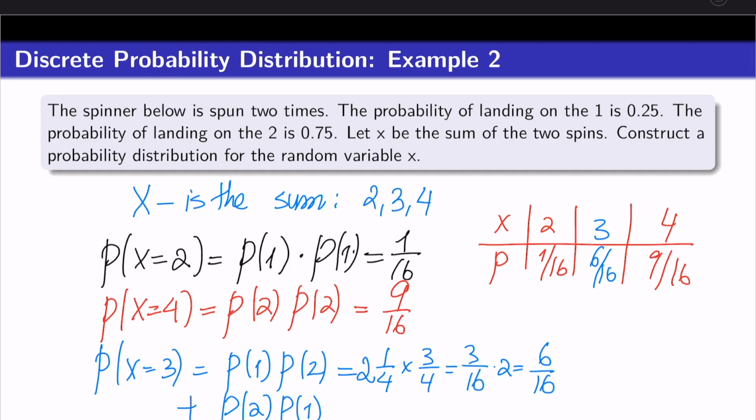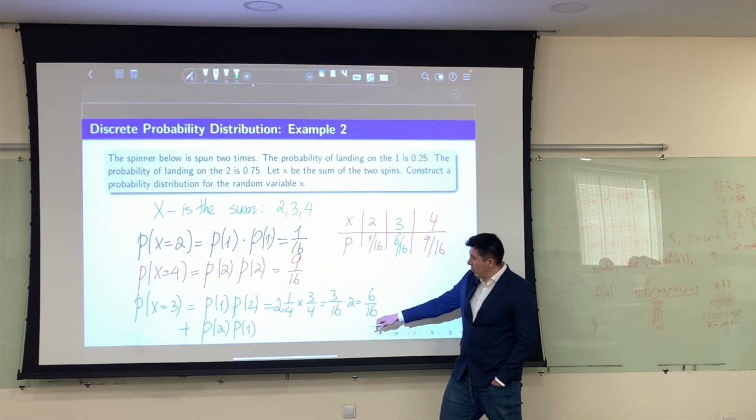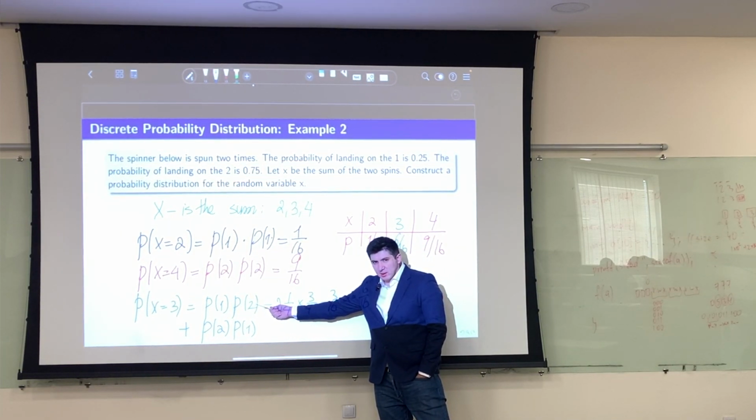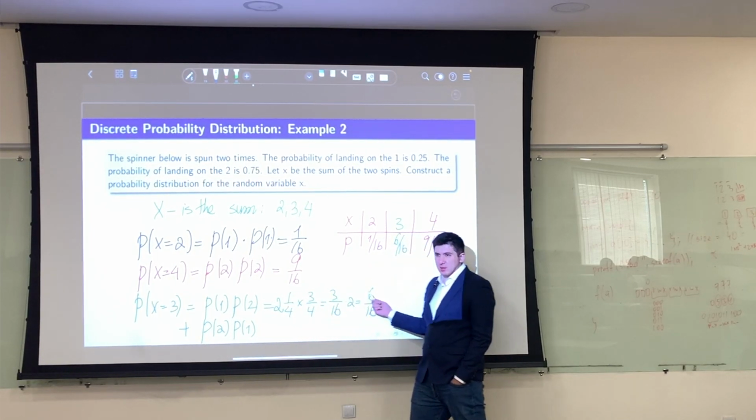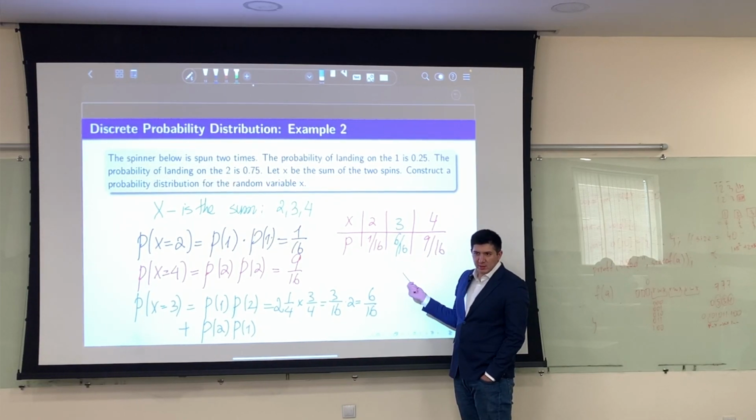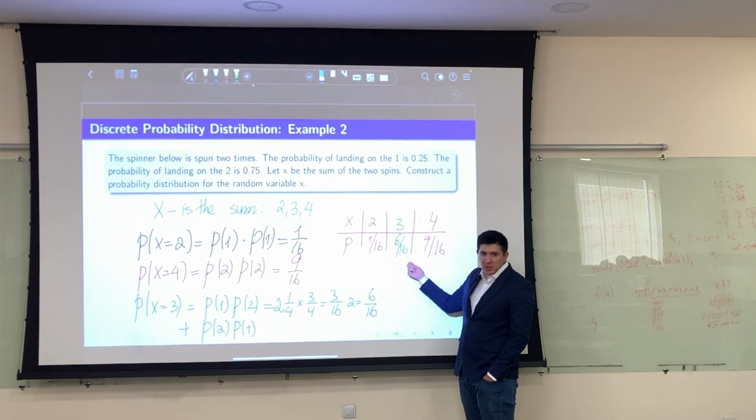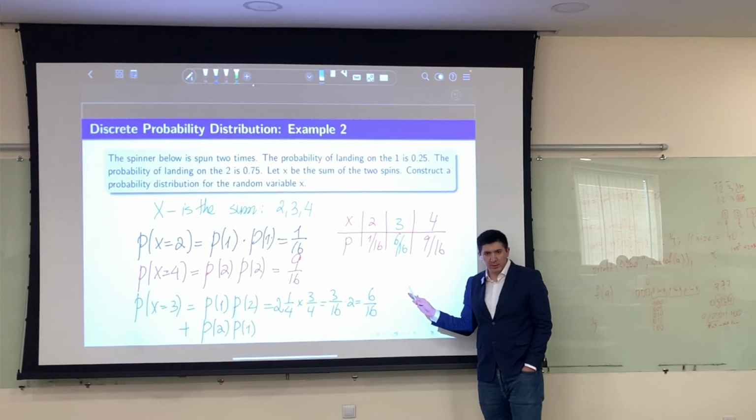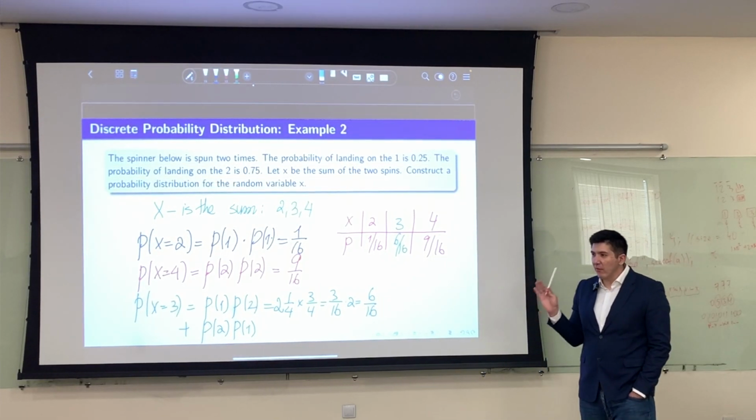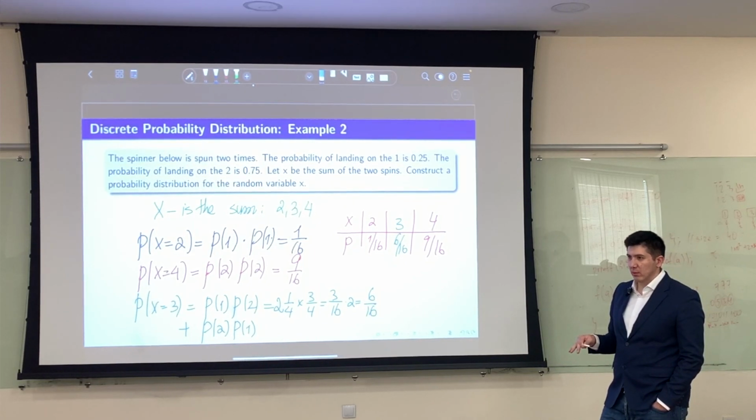Okay? Do you understand why this is 6 over 16? Because probability of getting this case is 3 over 16. Probability of getting this case is 3 over 16. So the sum is going to be 6 over 16. Okay? But even if you don't know what this is, you can easily find it. Because you know that the sum should be equal to 1. The sum of this one and this one is 10 over 16. So that is why it should be 6 over 16. There is no other way. Okay? The sum of all of the probabilities in your probability mass function is always equal to 1.